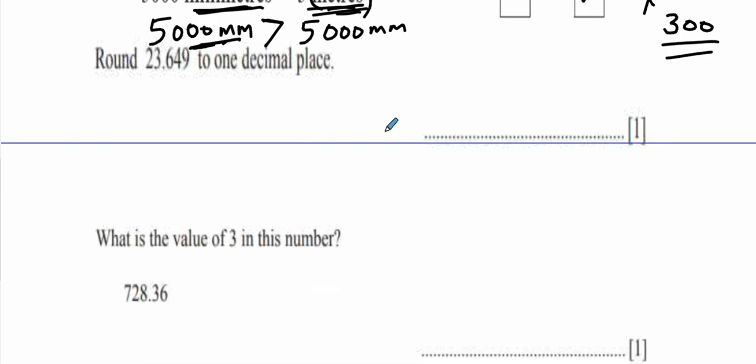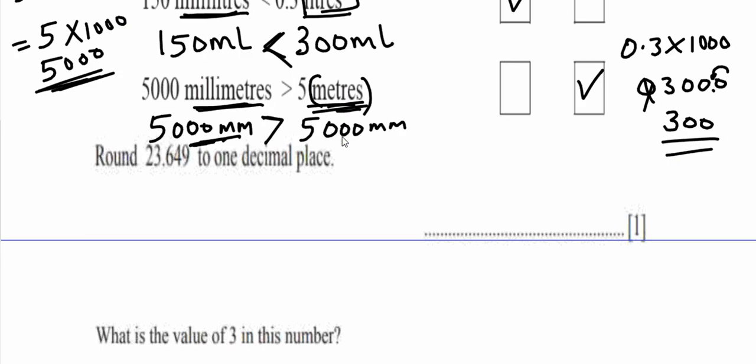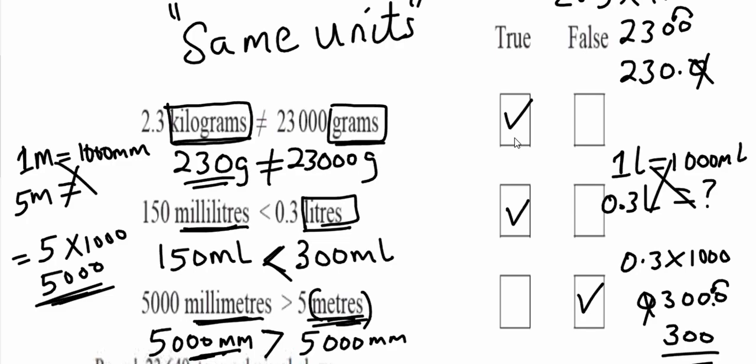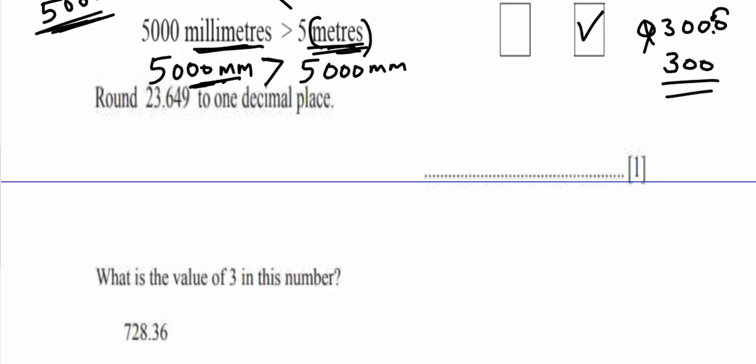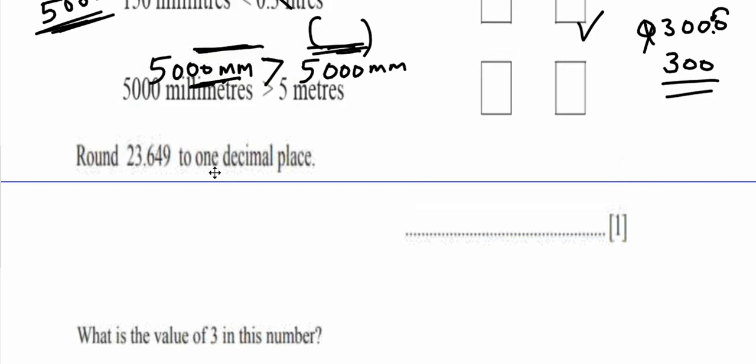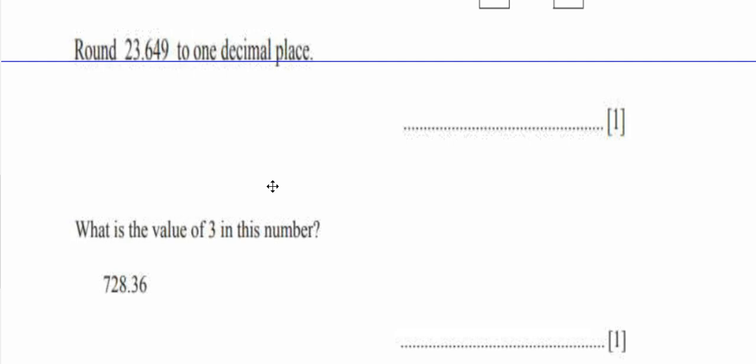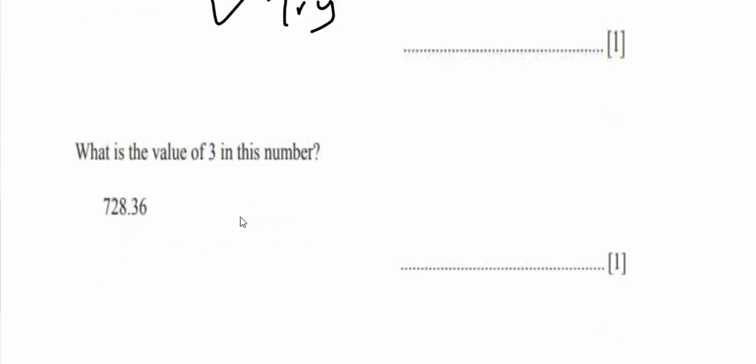I hope that helps. We have this question over here. Round 23.649 to 1 decimal place. You can try that, I already explained to you. What is the value of 3? What is the value of 3 in this number? This is your 3. Now let us see the value of 3.